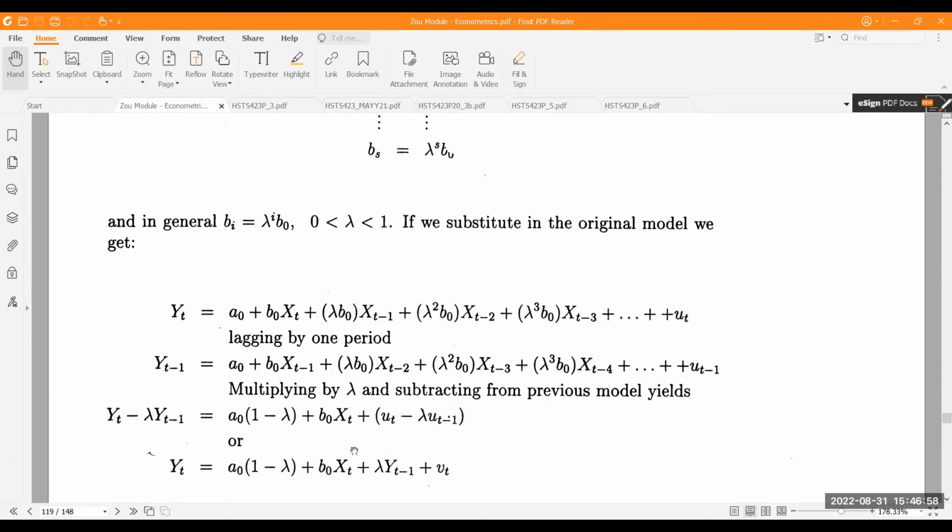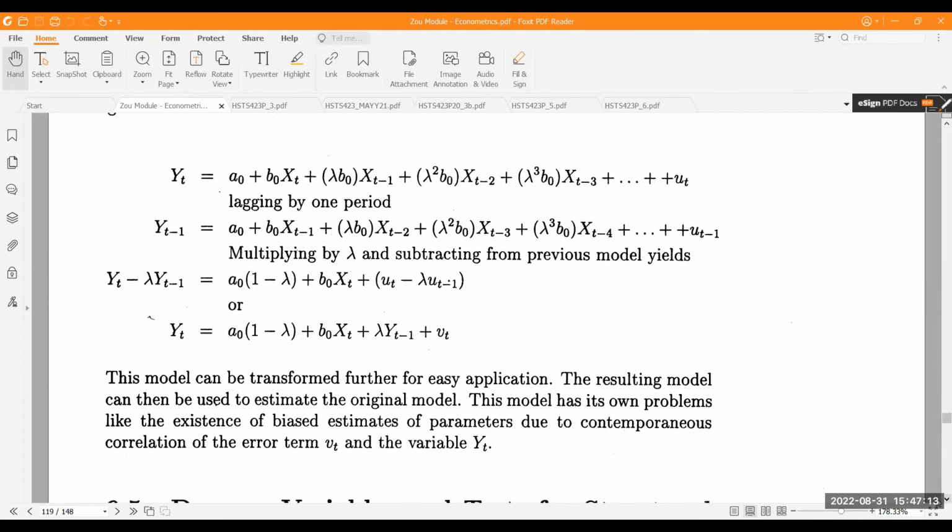Now yt minus 1 turns to the other side. So we end up with yt is equal to a naught times 1 minus lambda plus b naught xt plus lambda yt minus 1 plus vt. That's our model now. That's the way to derive Koyck's geometric model. Is it clear?